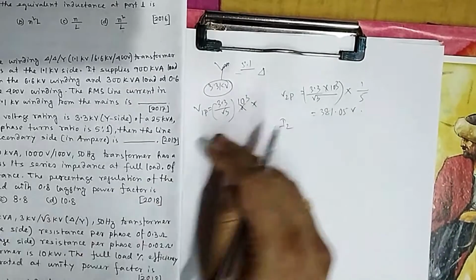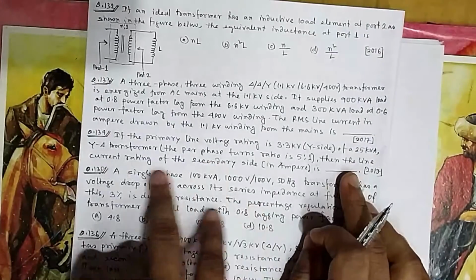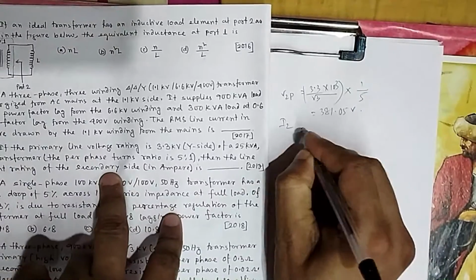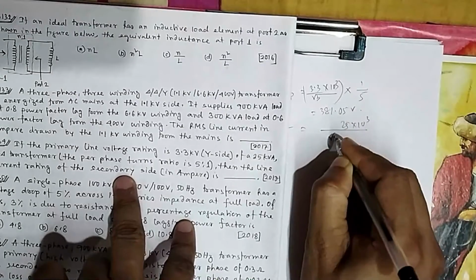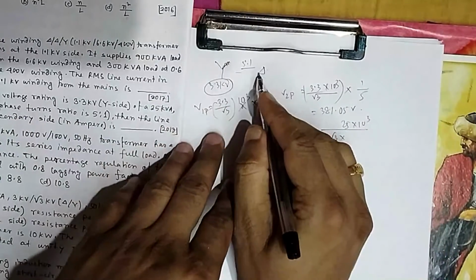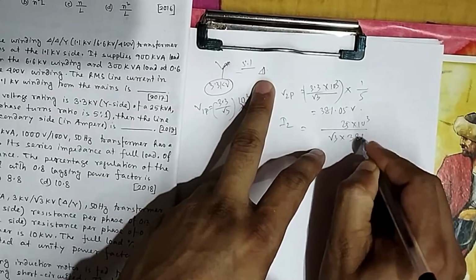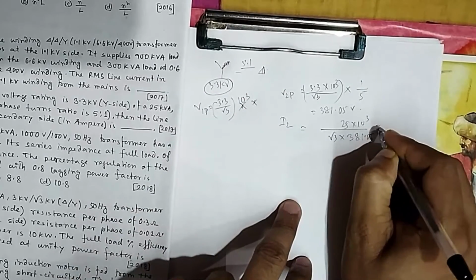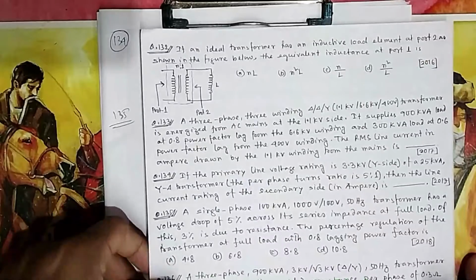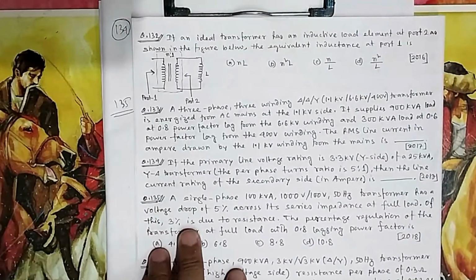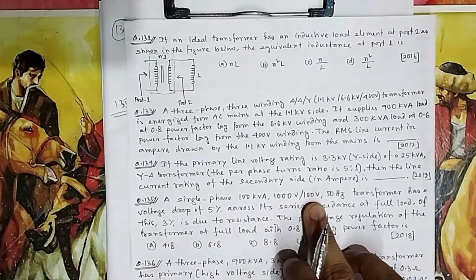So what will be I2? They are asking phase or line. Let us see. They are asking the line current. So the line current will be, it is 25 kVA, 25 into 10 to the power 3 equals root 3 VL IL. Now in the delta side, whatever phase voltage, that is your line voltage. So VL will also be 381.05. So this current will be 37.878. That is your answer.